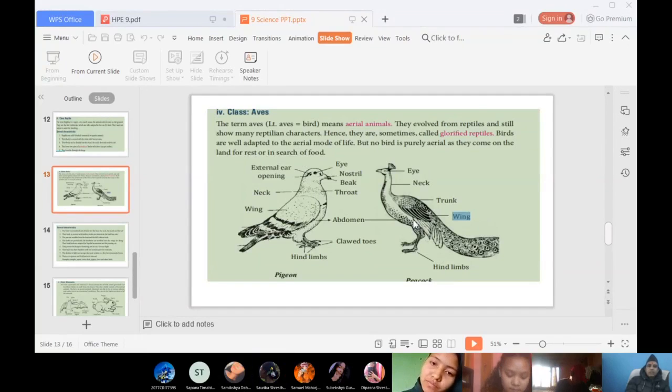Pigeon and peacock belong to the group Aves. They are aerial animals, meaning they can fly in the sky. Students, here is given one term: glorified reptile. Sometimes this question can be asked: why are birds called glorified reptiles? What is the answer?